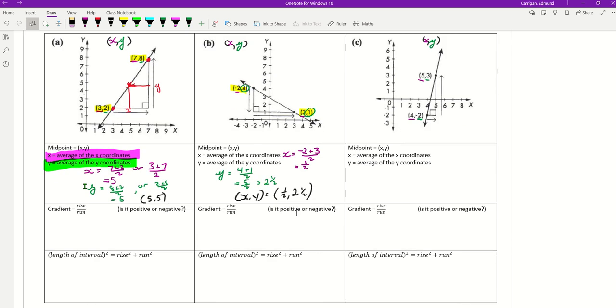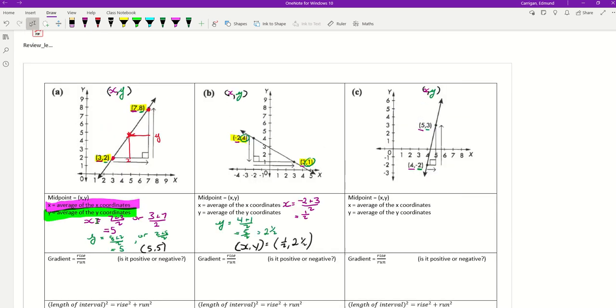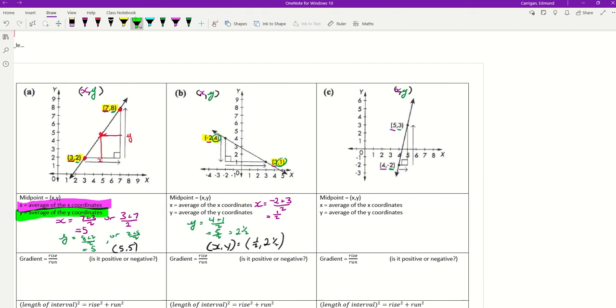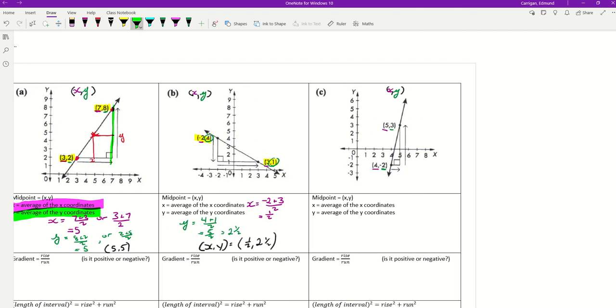So our gradient is our rise over our run, it's our slope. So when we're doing that, our rise is the difference in y. So when I do these two, these are going to be the two I do.